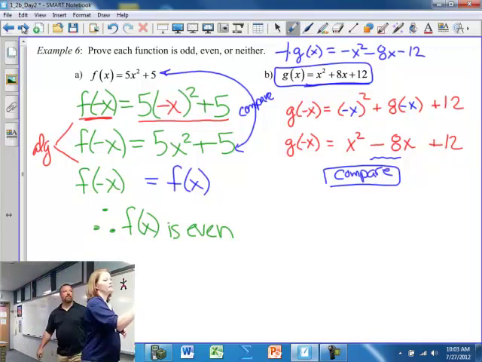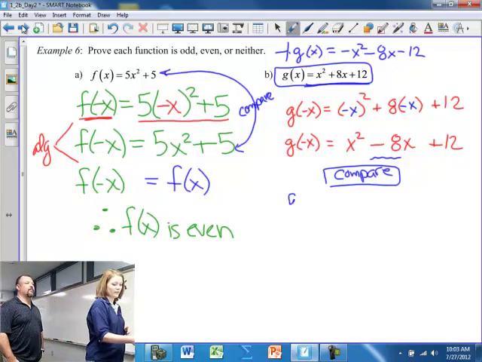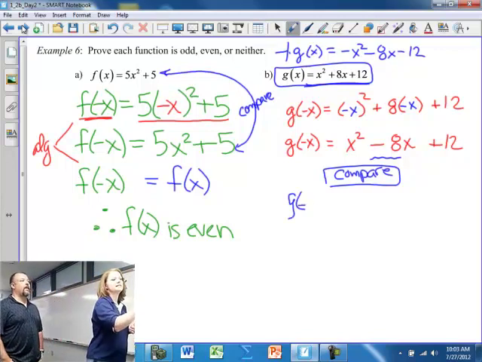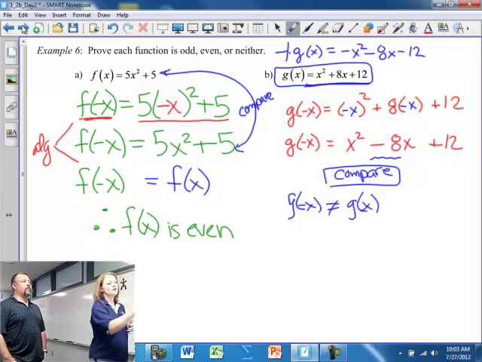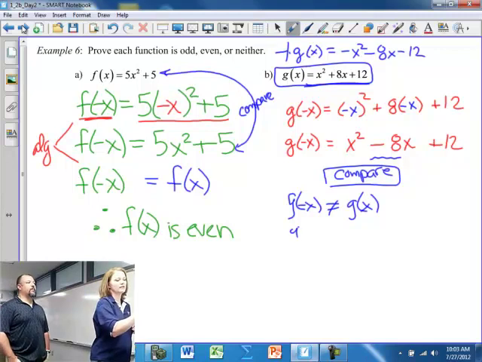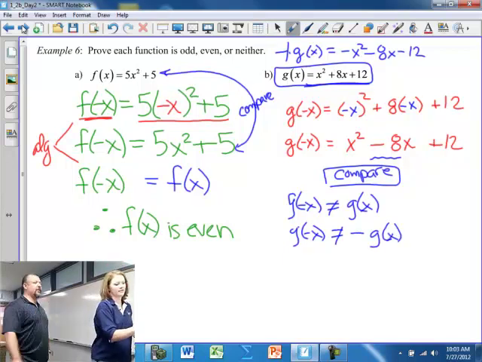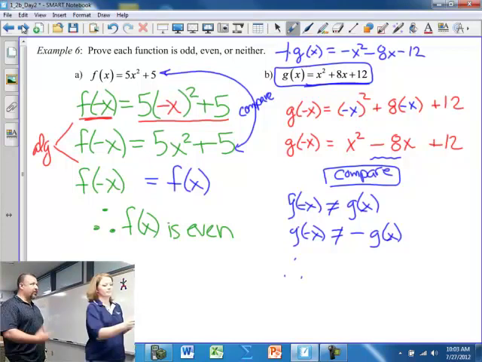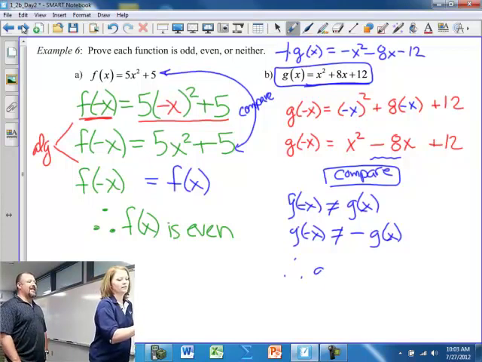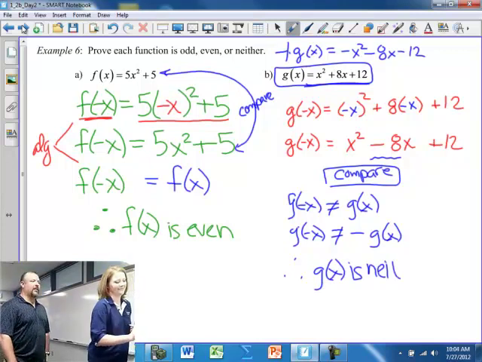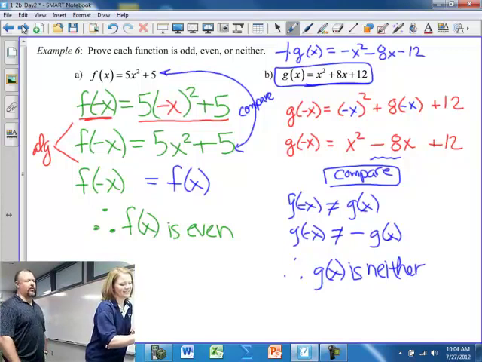So here's what we figured out so far. Let's write a statement here. We figured out that g of negative x is not the same as g of x. We need to see your thought process. This is the only way we know how to do it. We also figured out that g of negative x is not the opposite of g of x. Therefore, g of x, our function we're using, is neither even nor odd.